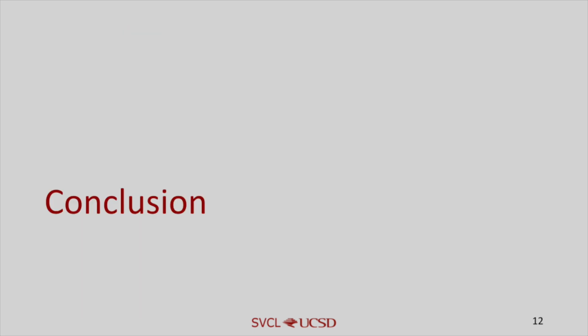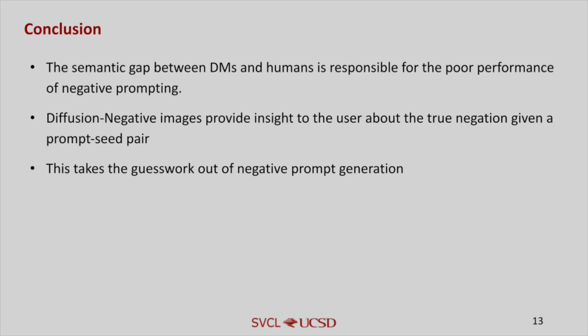In conclusion, we hypothesize that the semantic gap between diffusion models and humans is responsible for the poor performance of the negative prompting. Diffusion negative images provide insight into this diffusion space to the user and gives them the true negation for a given prompt. This takes the guesswork out of the negative prompt generation and in turn creates a more robust system for the user.